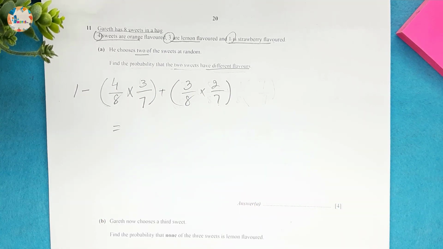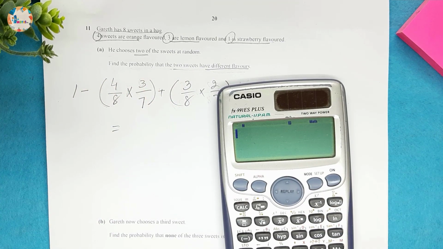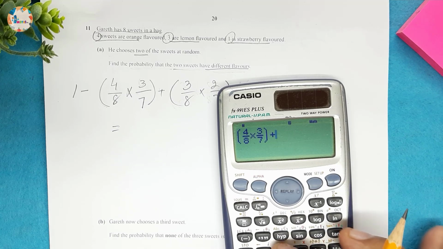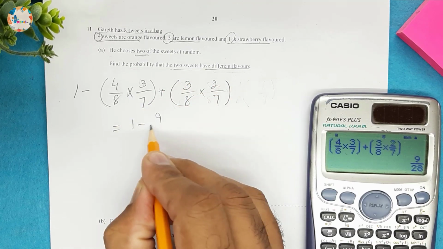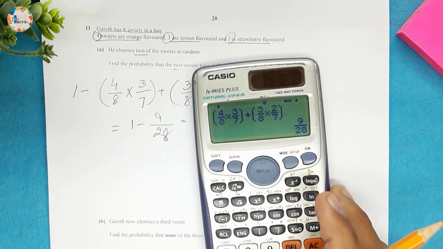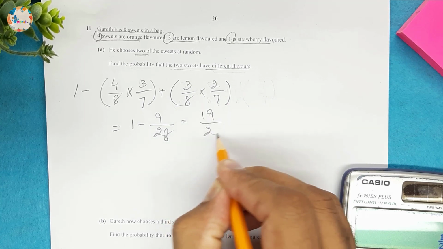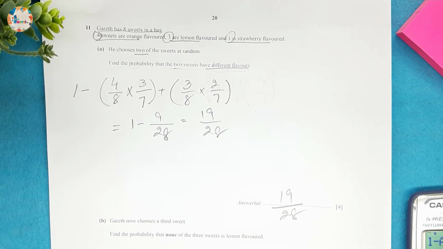If we solve it with the help of the calculator, I will first solve this portion, then we'll subtract from 1. So we will write here 4/8 multiplication 3 divided by 7 and bracket close, plus next is 3/8 multiply by 2/7, and this is resulting to 9/28. So 1 minus 9/28, and this will be 1 minus answer is equal to 19/28. 19/28, this will be our answer. Hopefully you understood this question.